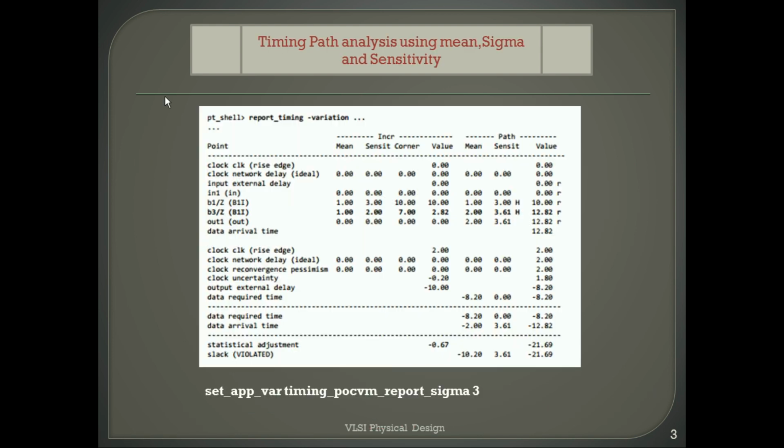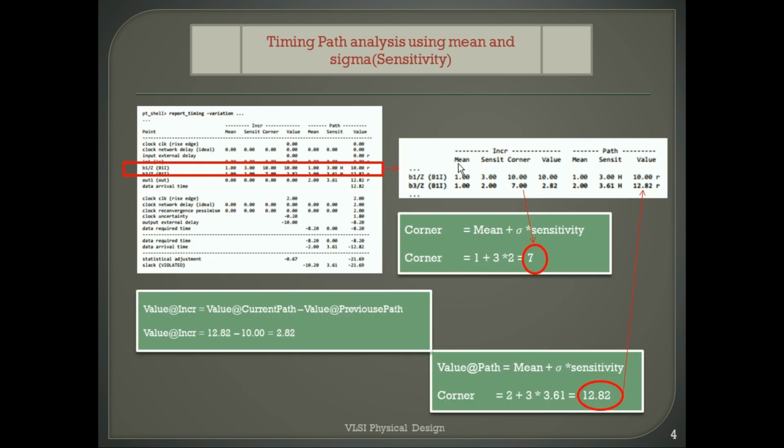So if you want to know the variation for a particular timing path, you have to use the hyphen variation option for the report timing command. It will report mean, sensitivity, and corner value for the incremental stage and path stage, full path stage. So assume we have set this timing POCV report sigma app option to 3. I will explain how this mean and how these corner values are calculated in the next slide.